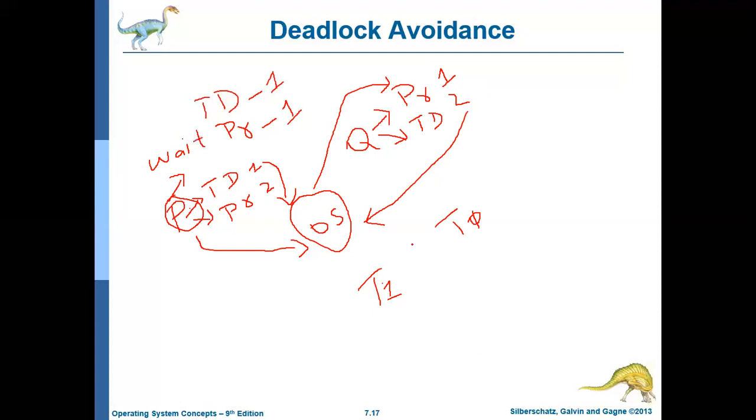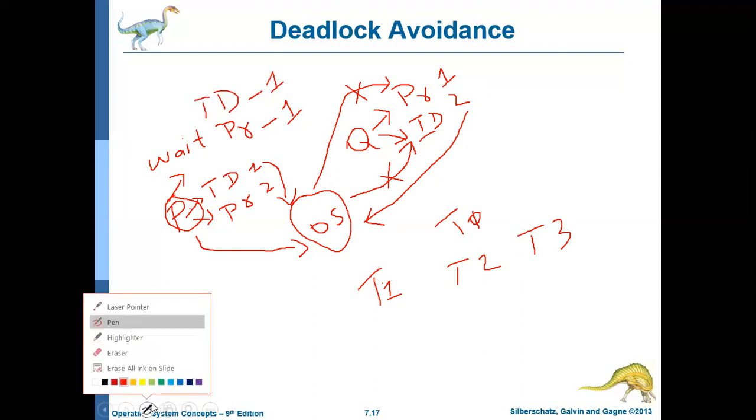Maybe after some time, at time T2 or time T3, Q may request the tape drive again, and the printer is already with Q, so the operating system will give the tape drive also to Q. Then maybe at time T3 or T4, Q will complete its task and release the printer and also the tape drive. Now the process P can be given the tape drive, and after some time it may be given the printer also. So this is how the deadlock is avoided by this technique.